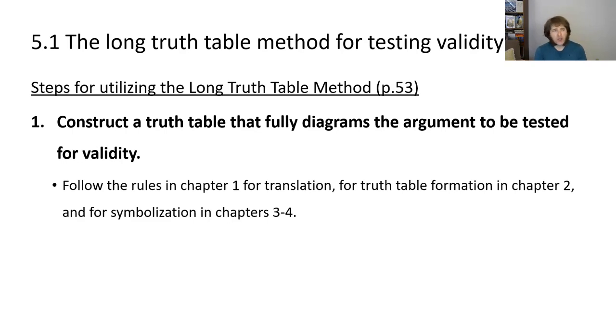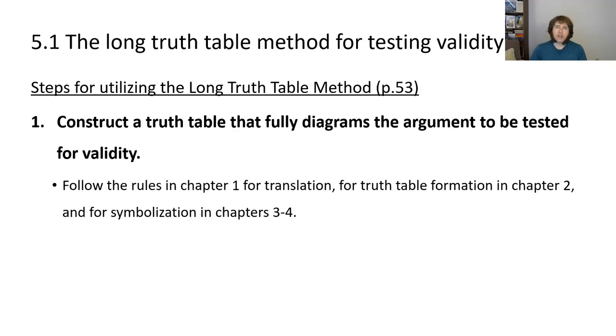So assuming the argument starts in natural language, right? It's just normal spoken or written English. First, we need to translate that. We need to translate everything that's going on in the argument into simple statements. For that, we have to follow what we were learning in the first chapter. Right? We have to break it down into the smallest little bits we can that are still able to be true and false. We're going to have to assign those letters.